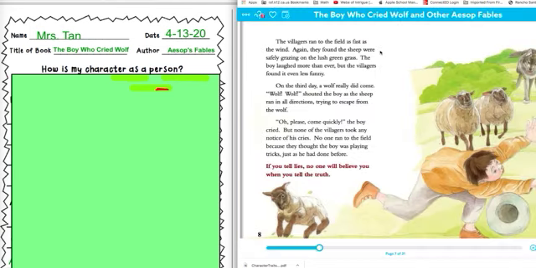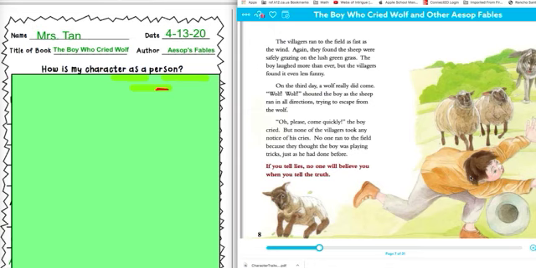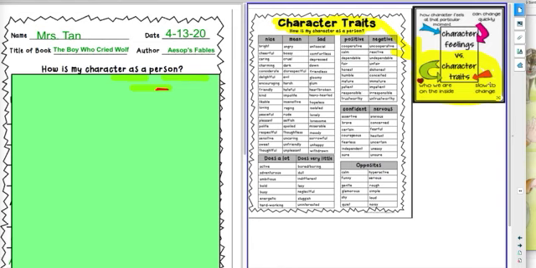The villagers ran to the field as fast as the wind. Again, they found the sheep were safely grazing on the lush green grass. The boy laughed more than ever, but the villagers found it even less funny. Okay, so we can see here that the boy's trait of lying happened again, right? Because we know character traits, they're slow to change. They don't change quickly like feelings do.